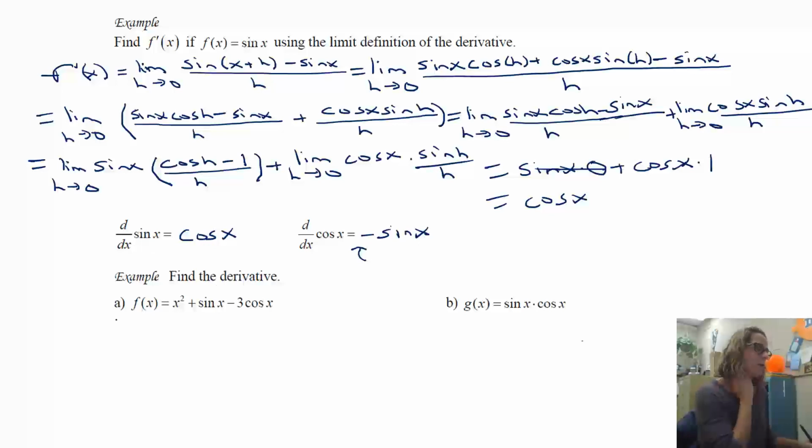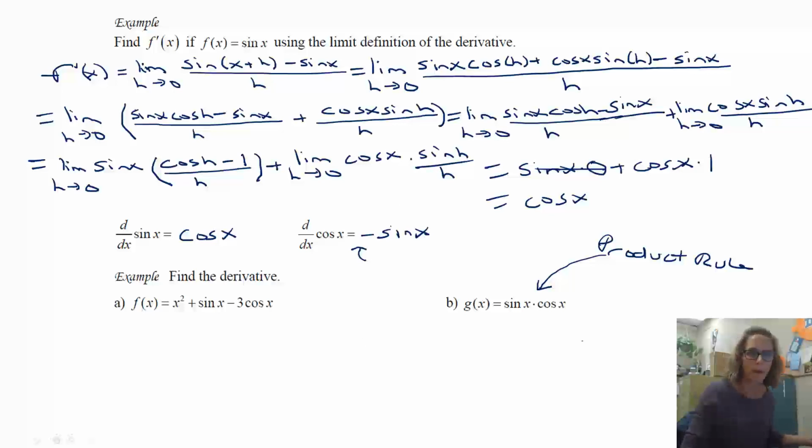So what I want you to do now is just take a moment and find the derivative for a and b using what we just worked on, remembering that b requires the product rule. So take a moment and get answers to those two problems, and then come back, so press pause, do them, and then unpause and see if you got them right.